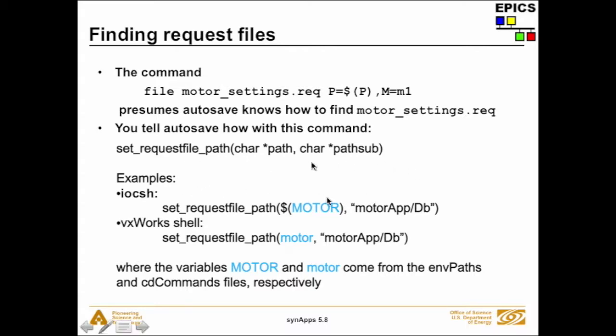And Synapse comes with all of these paths filled out for all of the Synapse modules, but if you have another module that you're using and it has Autosave request files in it, then you have to do this by hand. So examples of what that might look like on the IOC shell, which pretty soon will be the only shell we use, right, Keenan? I hope. And the VxWorks shell does things a little bit differently because it can't do variable substitution. This is actually the string. So anyway, those things come from env paths and cd commands, respectively.